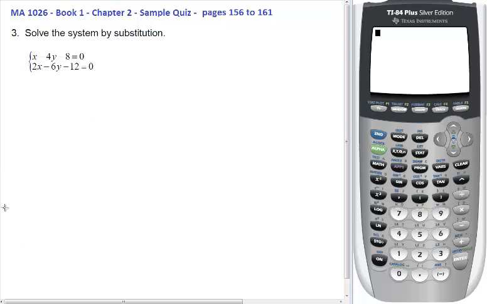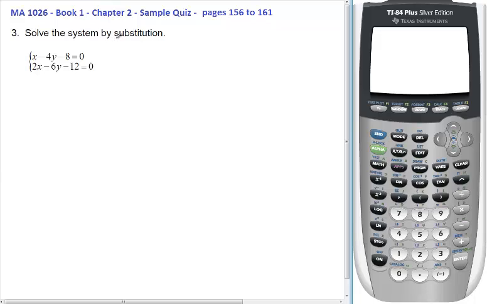Good day, students. Today we're going to look at the solution to this long answer question number 3, part of your chapter 2 sample quiz in book 1 of your MA1026 booklets. It's asking us to solve this system by a certain method, in this case substitution. We know that the solution to a system is an ordered pair, so we have to find an x value and a y value.